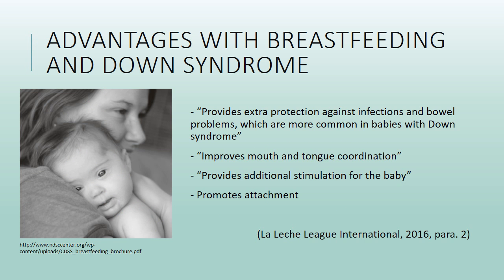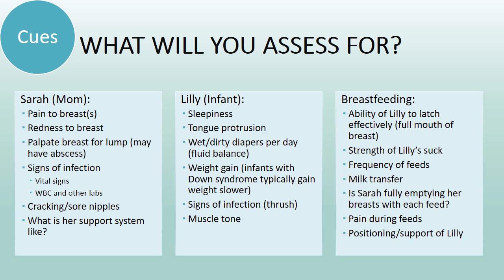We must also be aware of the advantages of breastfeeding a child with Down syndrome. La Leche League International states that breastfeeding provides extra protection against infections and bowel problems, which are more common in babies with Down syndrome. It improves tongue and mouth coordination and strength, provides additional stimulation for the baby, and promotes attachment. Now we move on to cues.